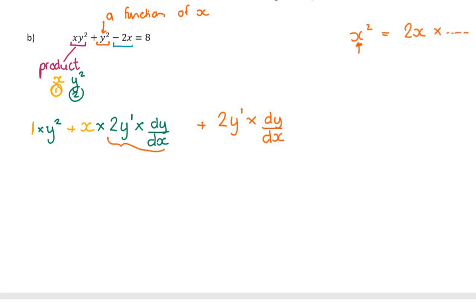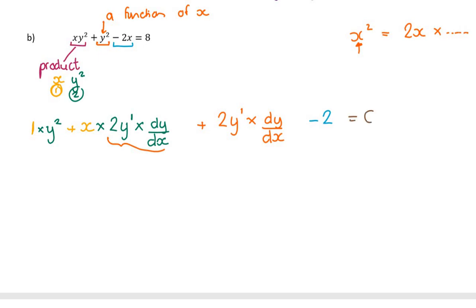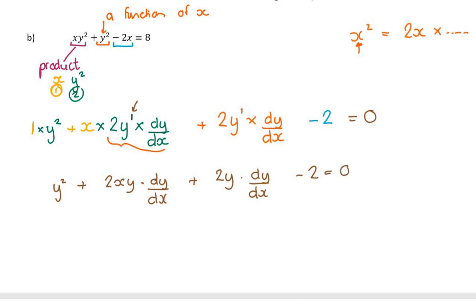Okay, then my next term, so that's just minus 2. Again, x isn't an inside function. And then the derivative of 8 is 0. Great. And so what I'm going to do now is neaten this up, collect up my dy dx's. And so this is actually y squared plus 2xy. Sorry, that's not a dash, that was a power of 1 times dy dx. And again, that's a power of 1. I was just being explicit. Times dy dx minus 2 equals 0. So I'm going to do 2 steps in 1 now.